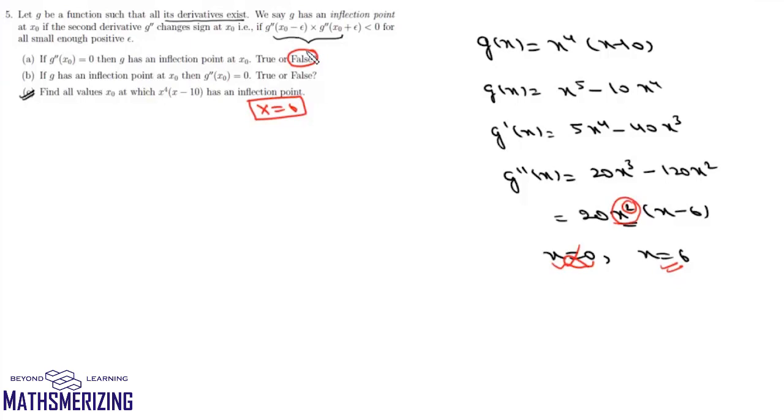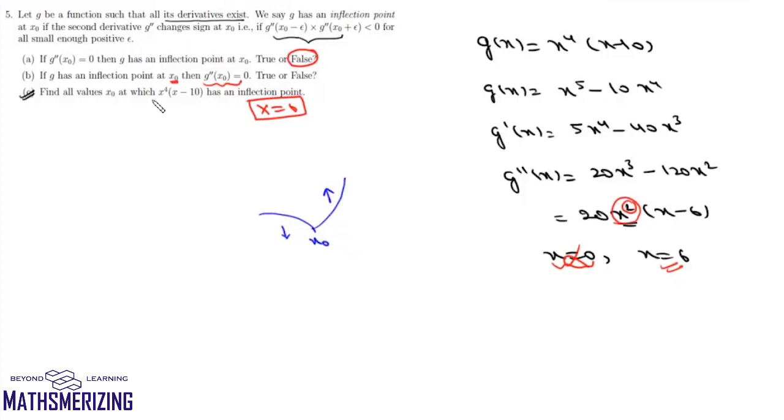Now what about the second one? If g has an inflection point at x naught, then g double dash x naught is equal to 0. Now for any general function, this statement may not be true. We can take up an example. Say for example, suppose we have any function and this is your point x naught. At x naught, this function is not differentiable. Now, before x naught, the second derivative is negative because it is concave down, and after x naught, this is concave up. Here x naught is a point of inflection, and at x naught, the second derivative is not zero.